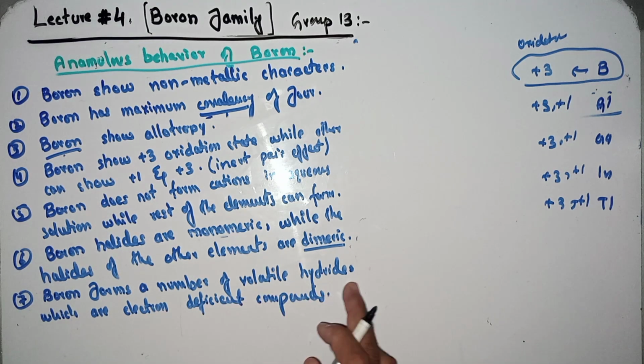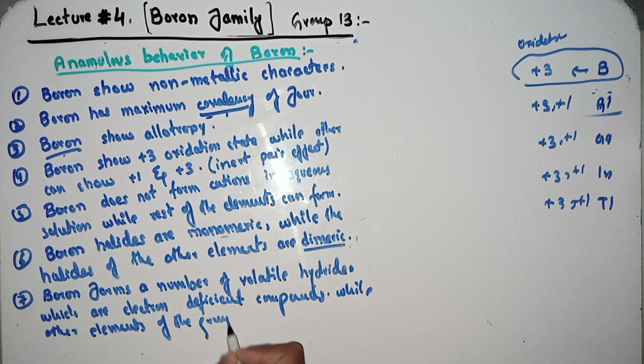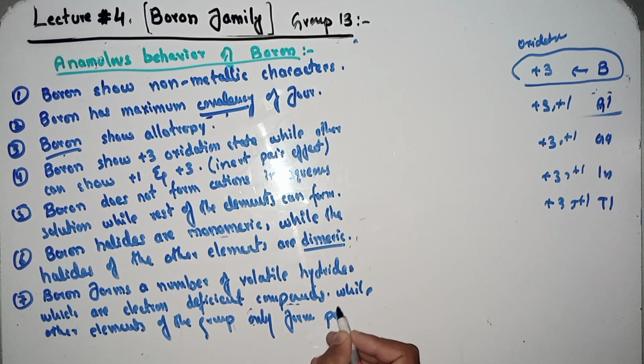Boron forms a number of volatile hydrides which are electron deficient compounds. This is the unique property of boron, while the other elements of the group form only polymeric hydrides.